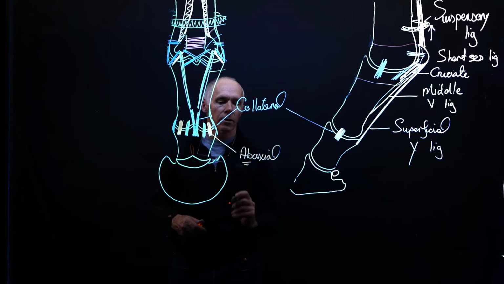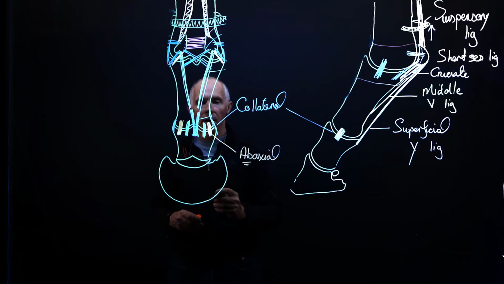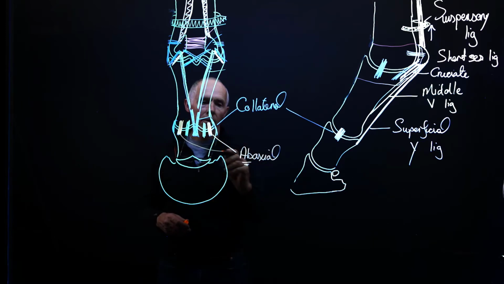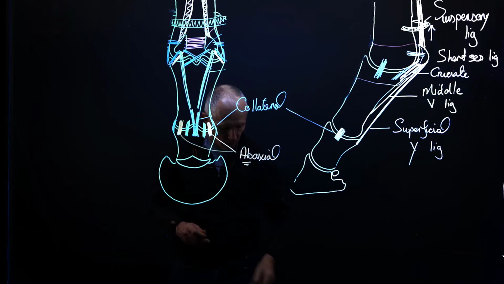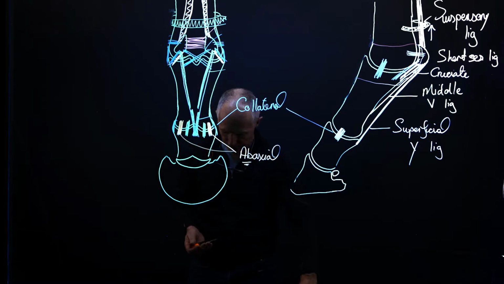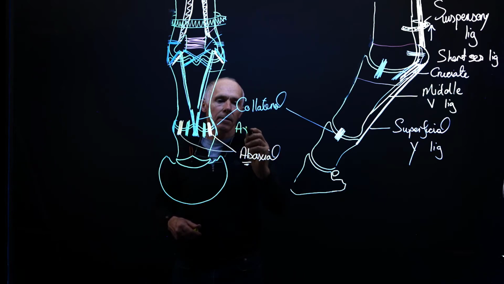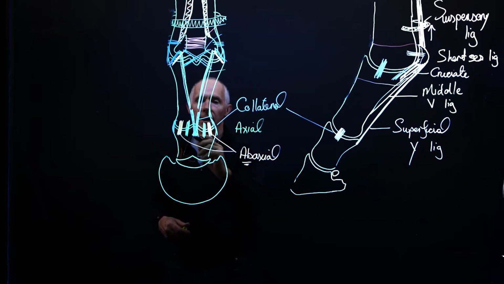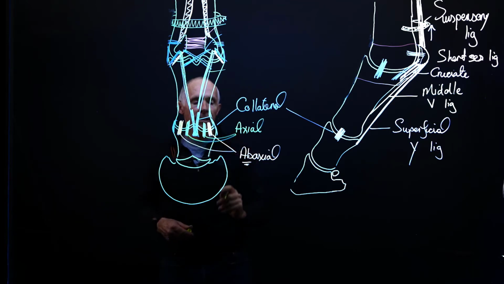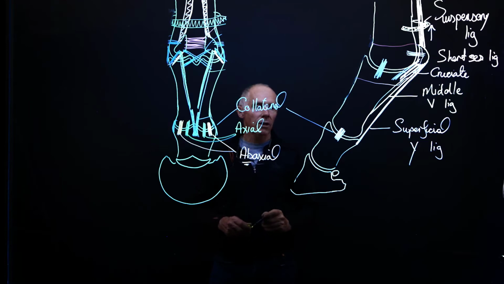Ab at the beginning of the word means away from, so away from the central axis of the joint. And then we have the axial, which are closer to the central axis of the joint. And it's these ligaments that help to restrict the amount of articulation of this joint.